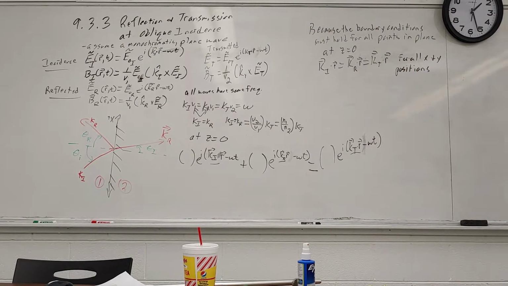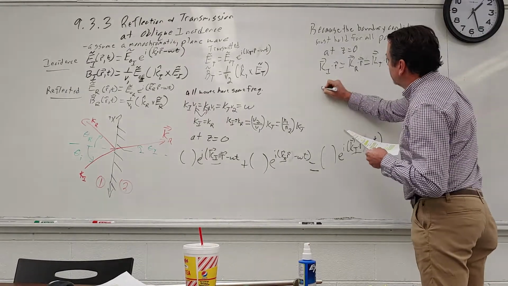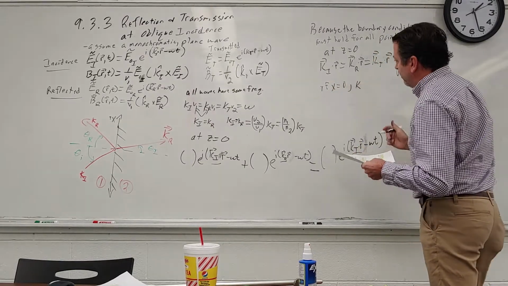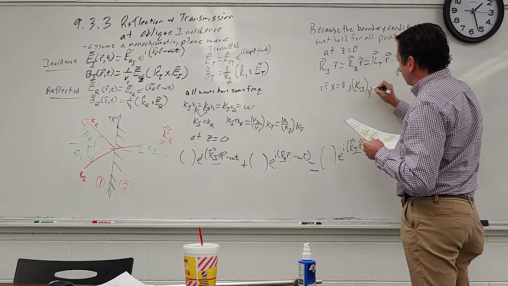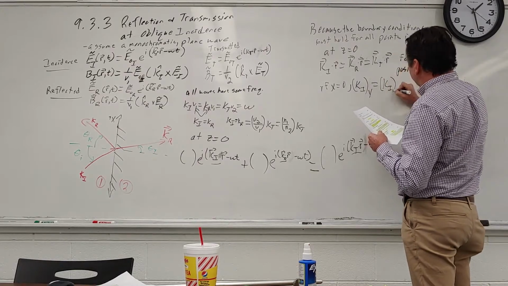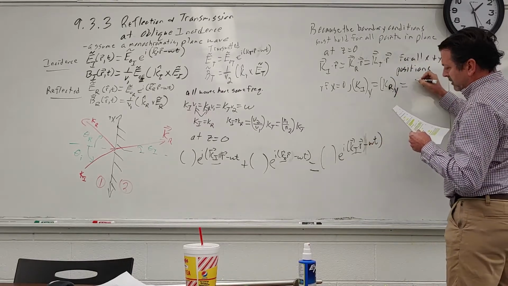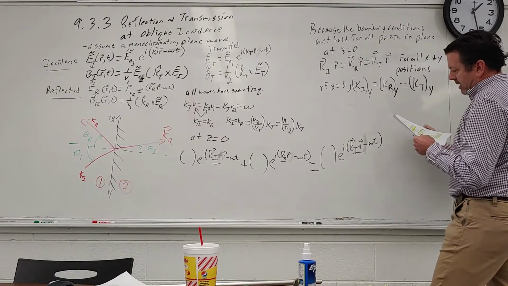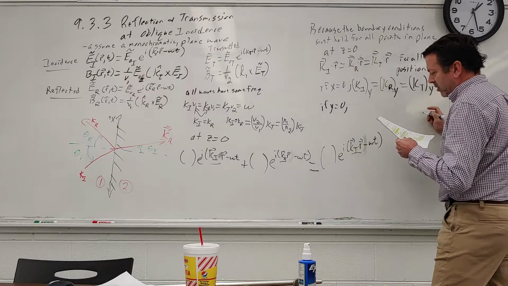Now if that's true, then if x equals 0, the wave number in the incident direction, in the y direction, has to equal the reflected in the y, and also has to equal the transmitted in the y. And if y equals 0, of course, similar is going to be true.